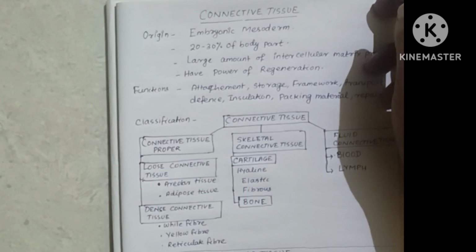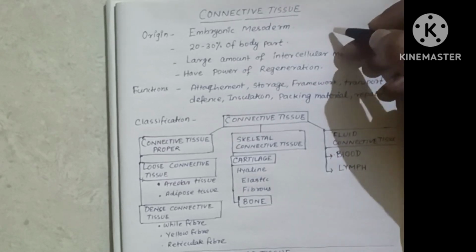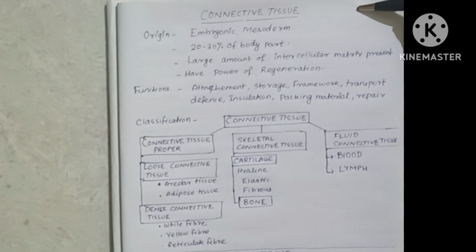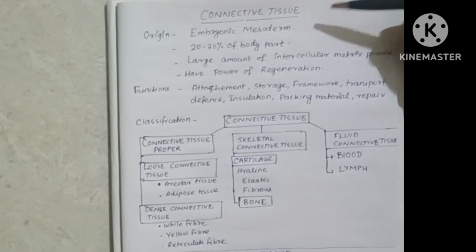In animals, four types of tissue are present: epithelial tissue, connective tissue, muscular tissue, and neural tissue. The second one is connective tissue. First of all, we discuss its origin. Connective tissue originates from embryonic mesoderm.